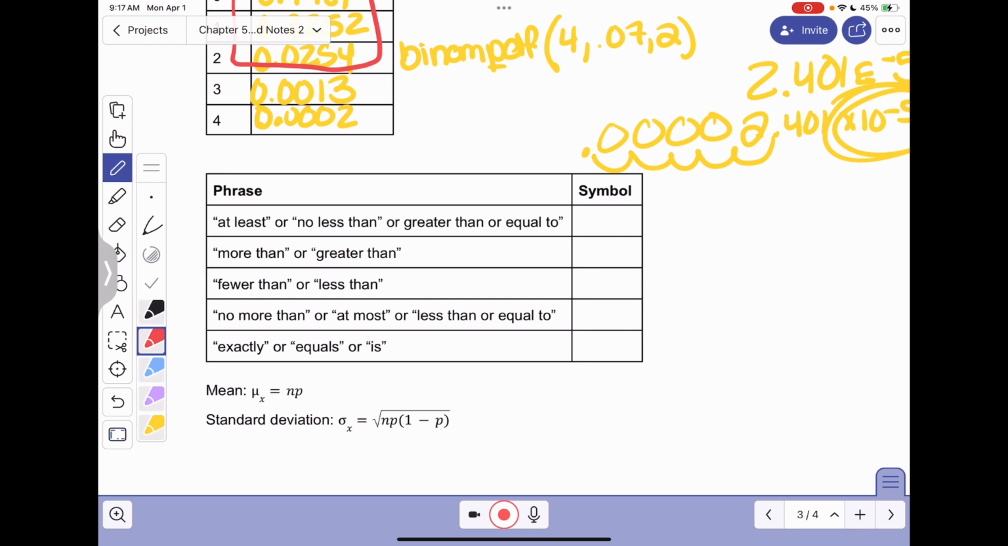So first, let's review our symbols. At least, no less than, greater than or equal to looks like this. More than or greater than looks like this, so no line. And then we have our fewer than or less than or equal to, and exactly equals or is. So those symbols are going to help us.